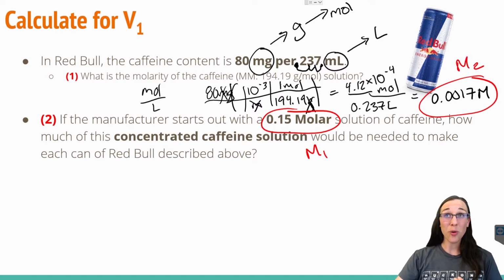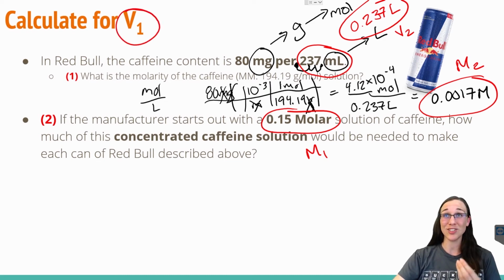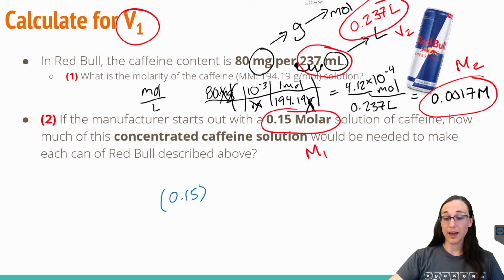Our final total amount in a can is 237 milliliters, or 0.237 liters, as we found out before. And that would happen to be our V2, the total volume of a can. So then what we are solving for is our V1, our initial amount of stock concentration. How much did we use of that per can? So M1 is 0.15. We're going to multiply that by X, our V1. You could also just write V1 here if you're more comfortable with that.